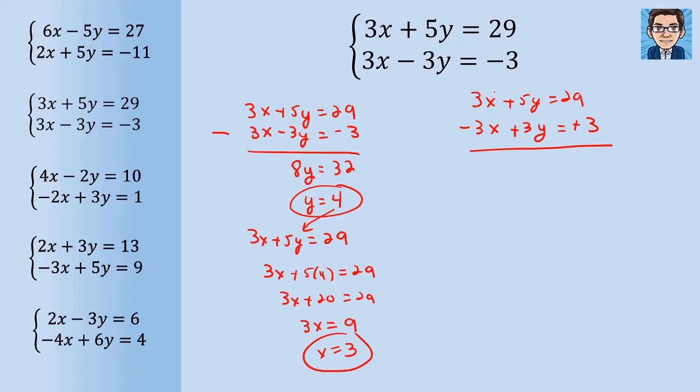So these are going to eliminate when we add. 5y plus 3y, that's going to get us 8y. 29 plus 3 is 32. And then we can continue the problem on just like we did from here and get y equals 4 and x equals 3.